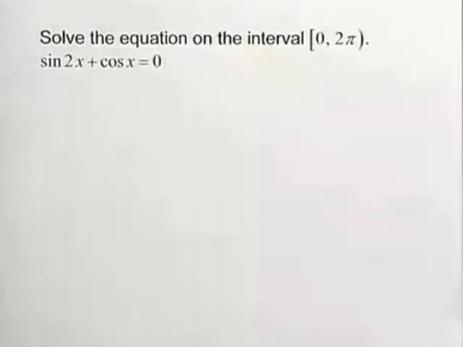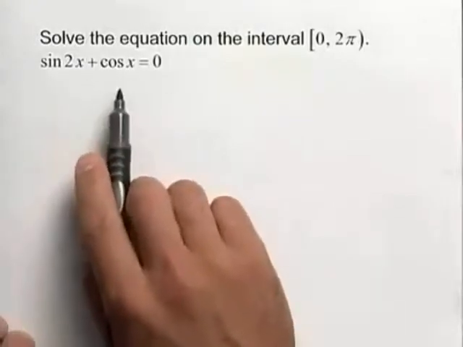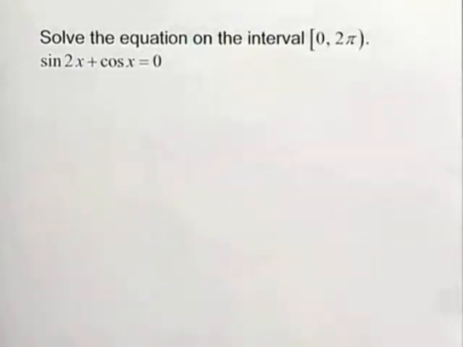Let's solve a more involved trig equation. We have sine of 2x plus the cosine of x equal to 0, and we want to solve that on the interval from 0 to 2 pi.